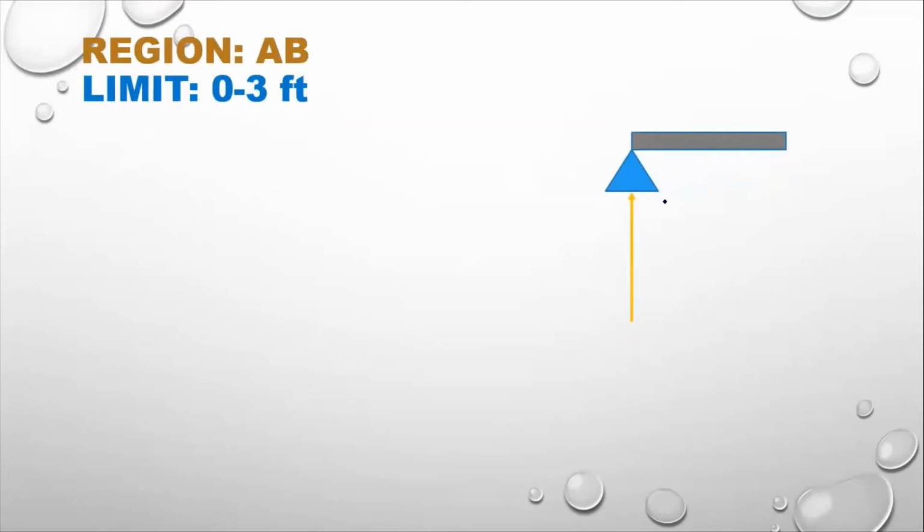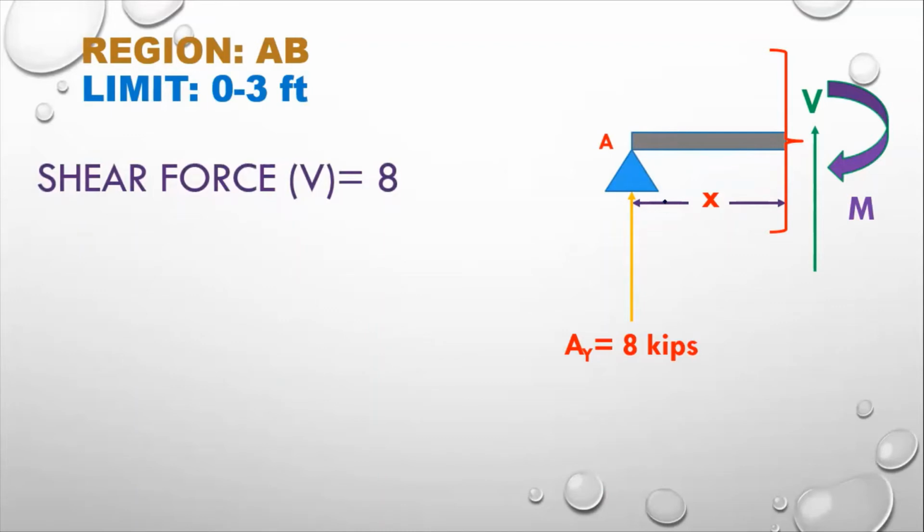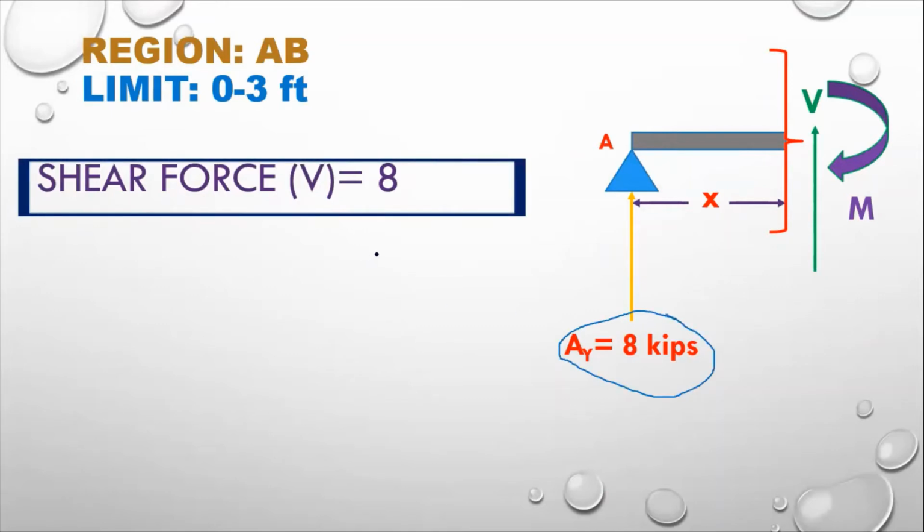So AY was coming out to be 8 kips, and the distance should be X here, and the region will be cut like this. V represents shear force, I already told in my previous lectures as well, and M is for the bending moment. Shear force V is equal to 8. Why is it so? Because we are having only one vertical force, and that is AY, 8 kips. So the shear force value will be 8 kips, and the bending moment equation will be AY into X.